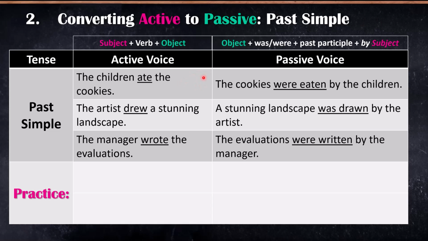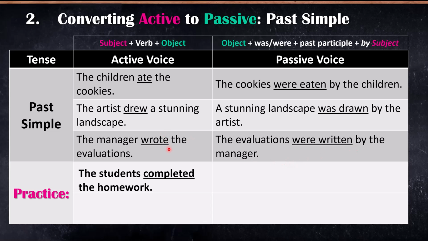So once again, we begin with the object. The cookies were eaten by the children. Cookies is plural, so we use a plural verb, were, plus the past participle. The second example, a stunning landscape was drawn by the artist. A stunning landscape is singular, so we use was plus the past participle drawn. The manager wrote the evaluations. The evaluations were written by the manager.